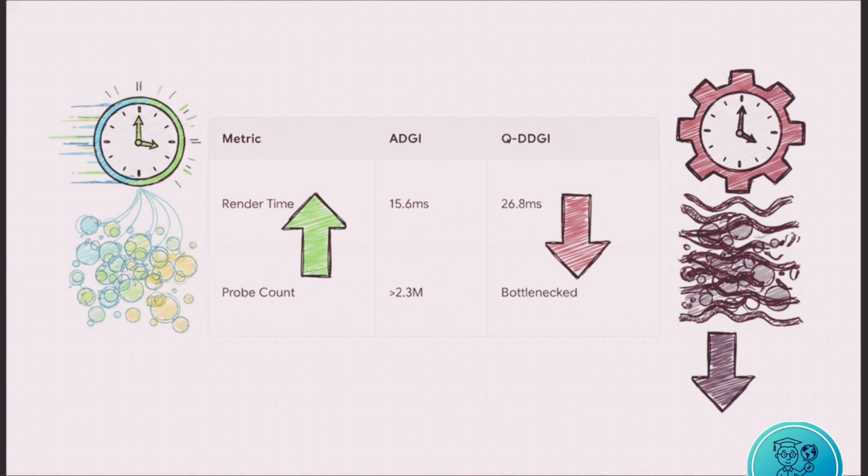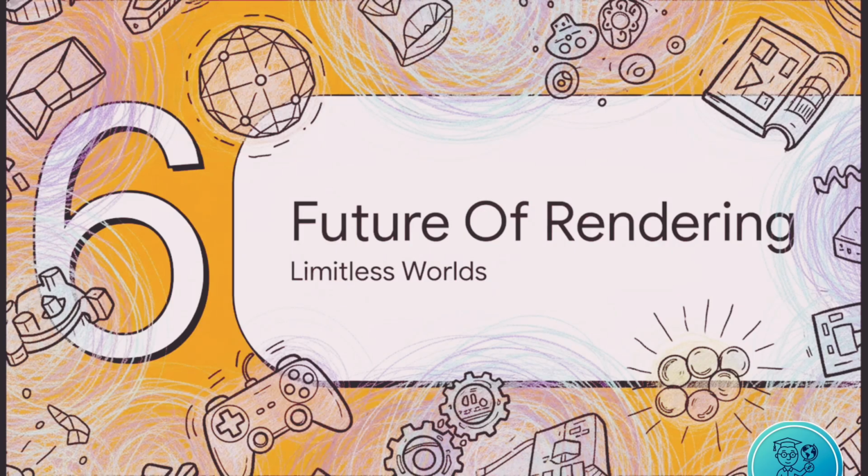To put that 1.7 number into perspective, let's talk milliseconds. In a real-time game running at 60 frames per second, you only have about 16.6 milliseconds to render an entire frame. The older uniform method takes 26.8 milliseconds to calculate the lighting alone. It completely bottlenecks the entire system. AGGI drops that render time down to just 15.6 milliseconds, literally saving the frame rate. And get this, it does it while actively handling a scene saturated with over 2.3 million light probes. Just incredible. Finally, let's wrap up with part 6, the future of rendering, limitless worlds.